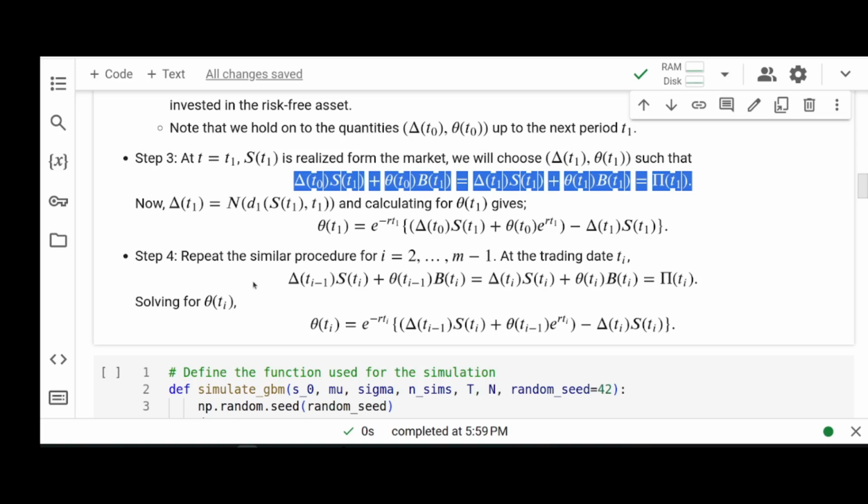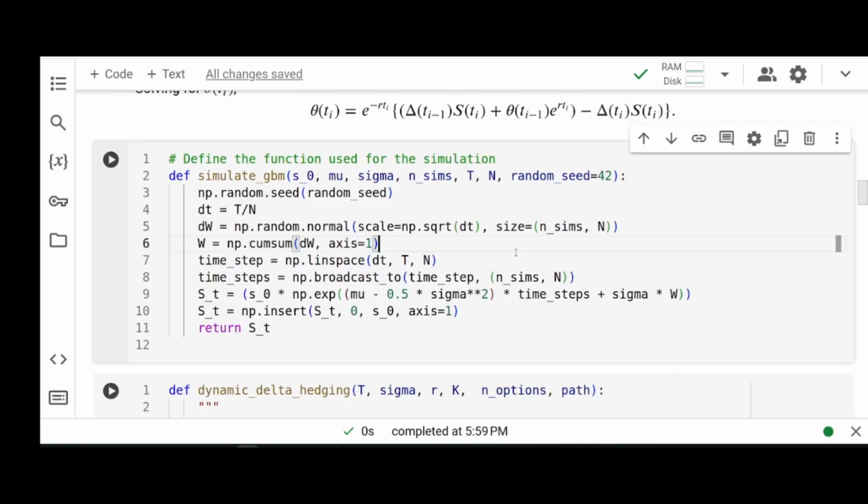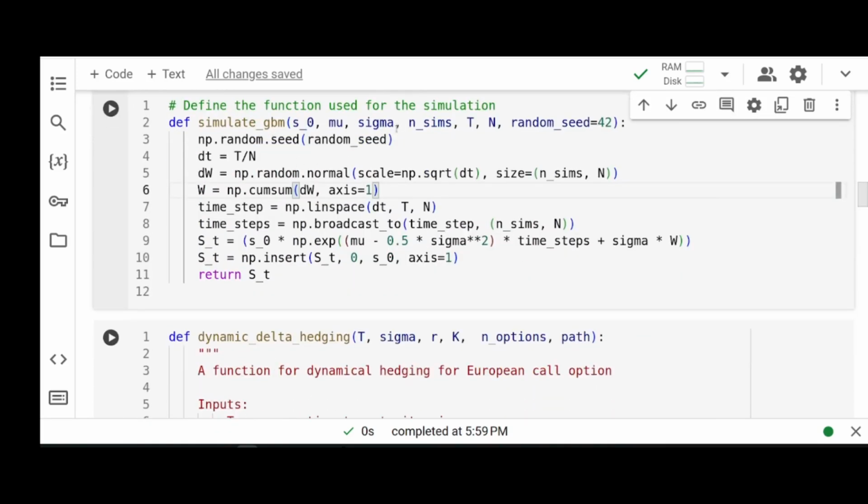So here, to simulate the delta hedging, we define a function to generate the geometric Brownian motion. The assumption is the stock price follows the geometric Brownian motion here. So this is to obtain different paths by taking the parameters as indicated here. So this is a function to generate possible paths.